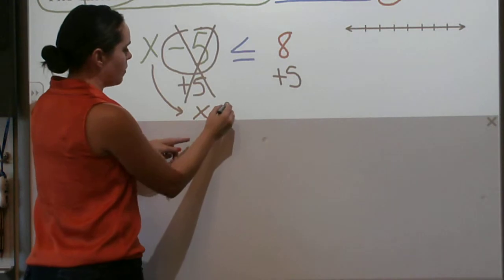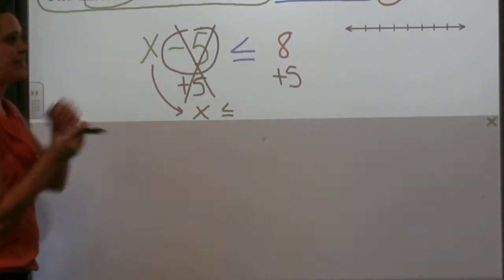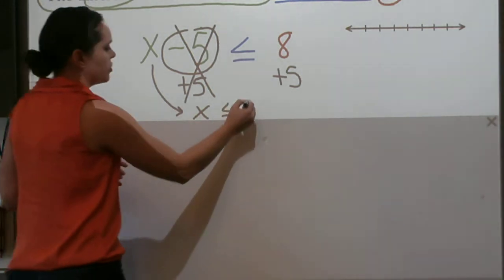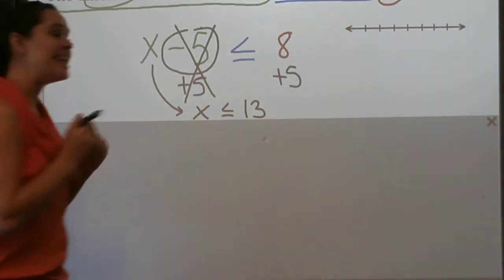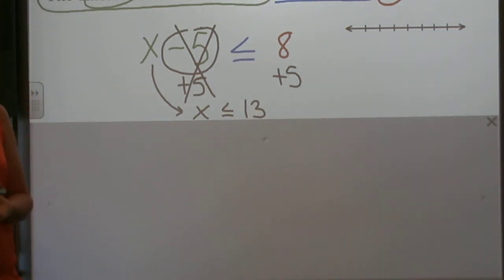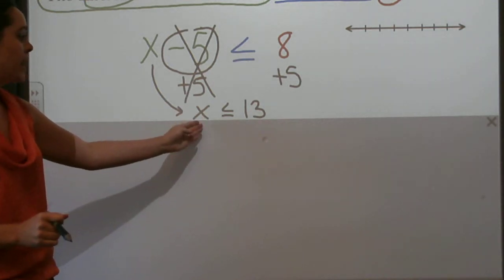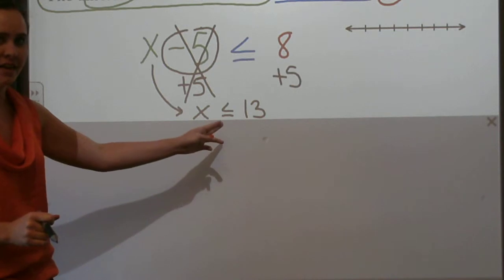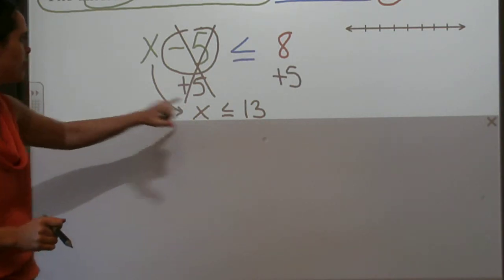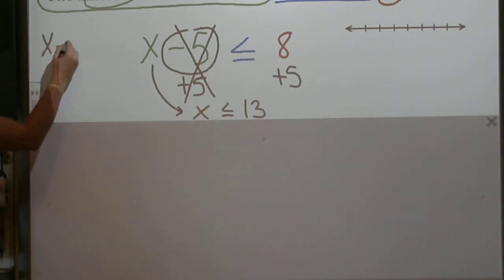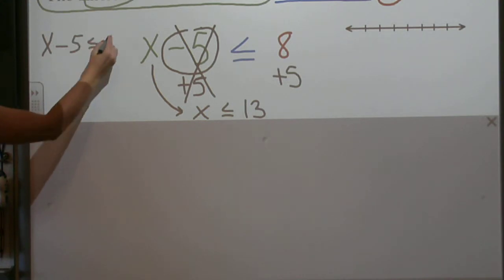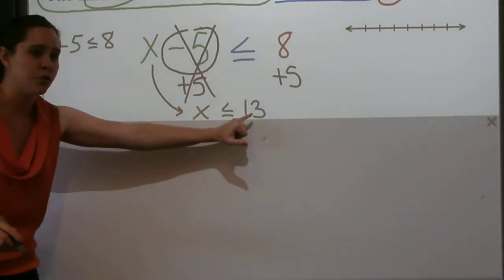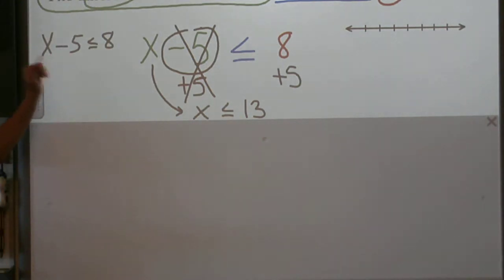I keep my inequality symbol, and then I say 8 plus 5. All right, which is 13. Okay, now I have something that I can graph. I have my variable is less than or equal to 13. So any value, if I was to look at my original inequality, any value less than or equal to 13 will make this statement true.